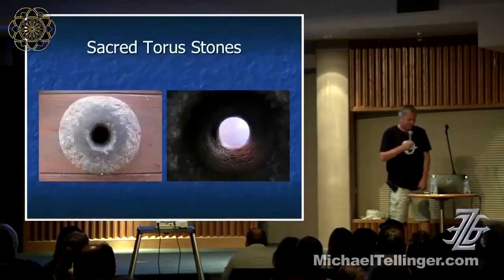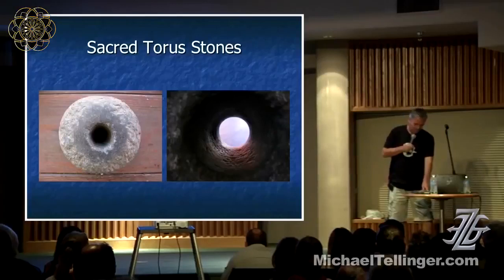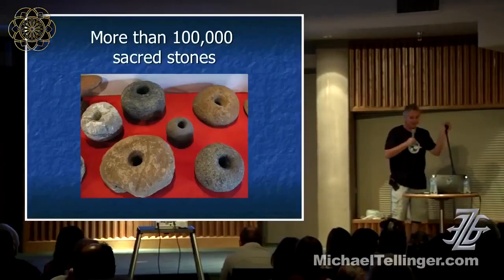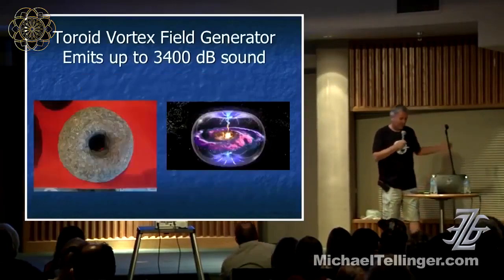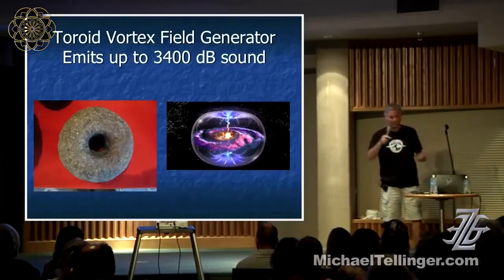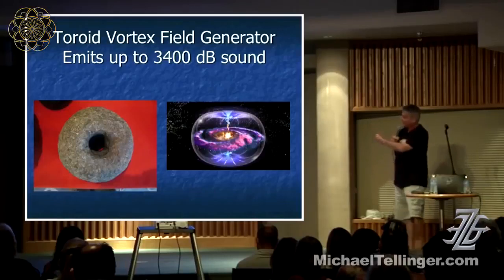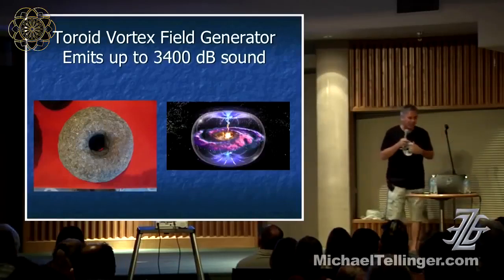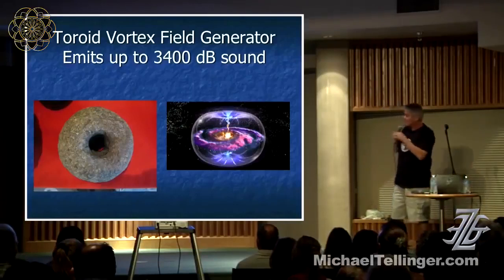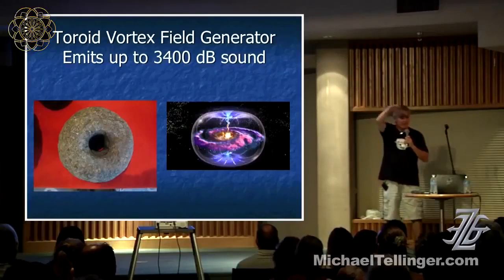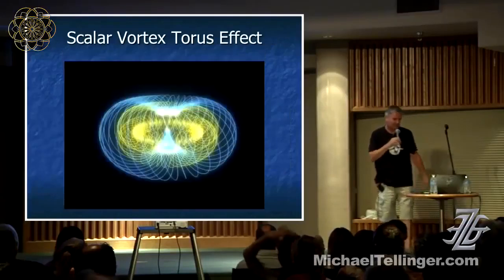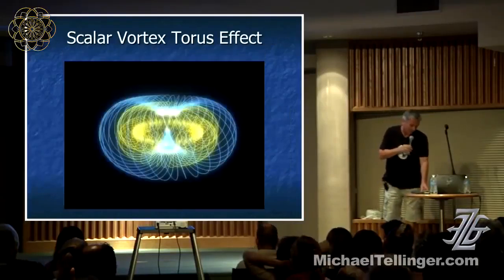And then we get to our Torah stones, our sacred Torah stones, which are clearly not weights for digging sticks, and they are far more important. They are very, very powerful toroid vortex field generators. They generate huge amounts of energy around them, just like our galaxy, just like our solar system, just like our bodies, just like our hearts create toroidal fields around our bodies. And these seem to suck in the ambient sound around them and actually amplify that. They create scalar vortex technology. That's really what they are.